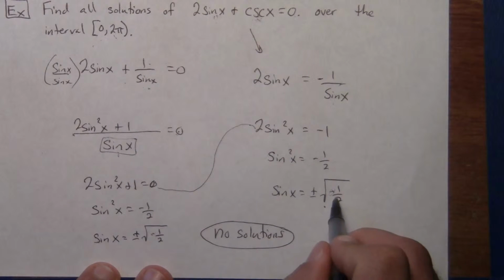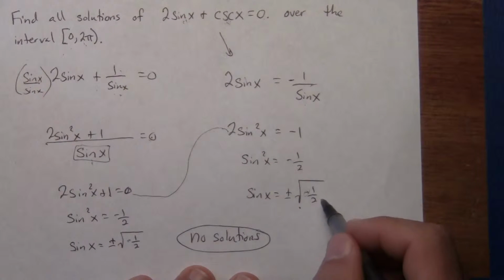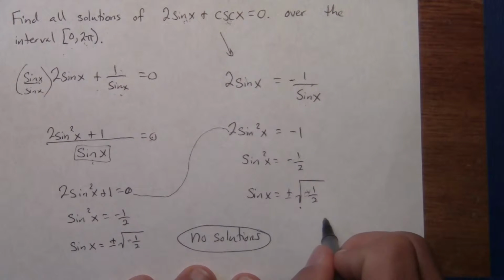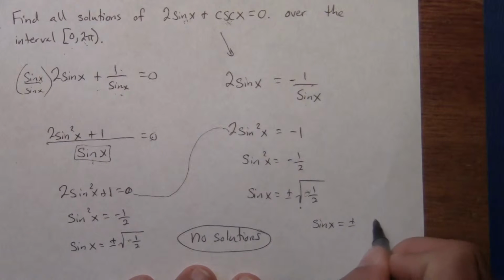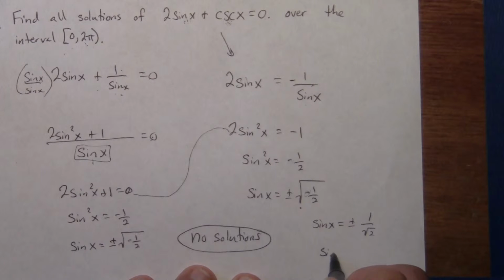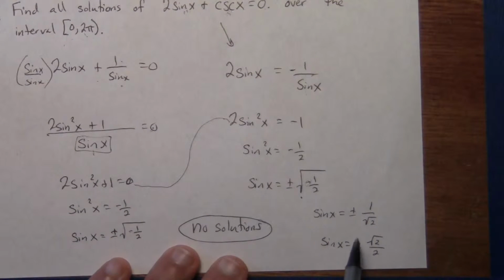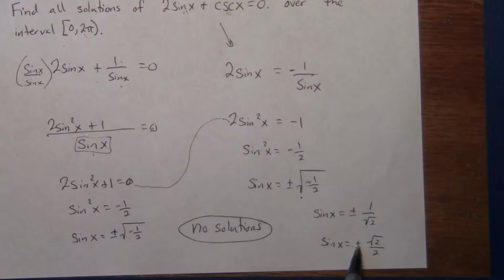Now if that was a positive 1/2, then of course I would probably take the square root of both separately and say that the sine of x was equal to plus or minus, it'd be the square root of 1 over the square root of 2. Rationalize it so that you had plus or minus square root of 2 over 2. And then you would be in all 4 quadrants, and you would go from there.